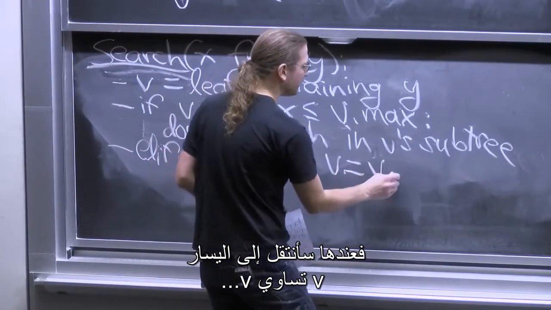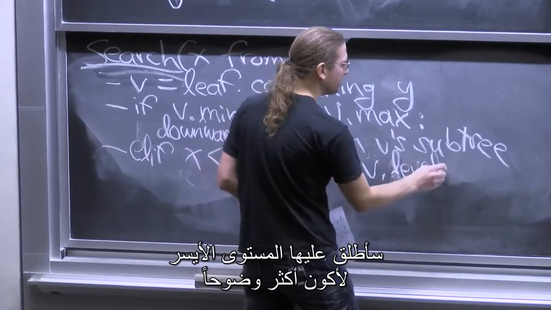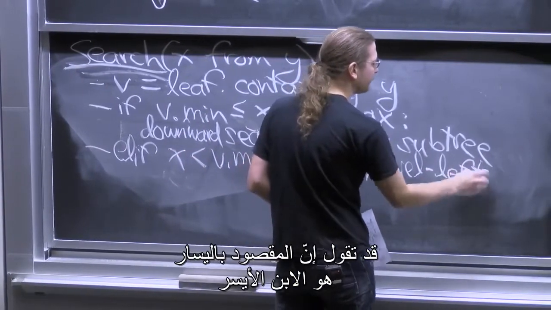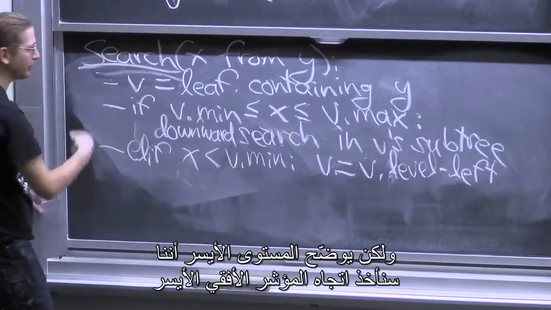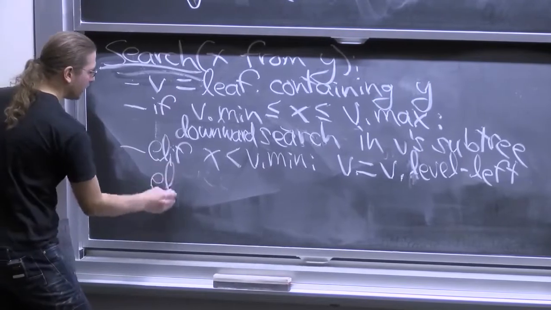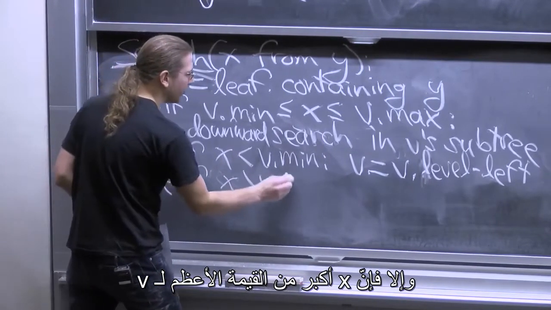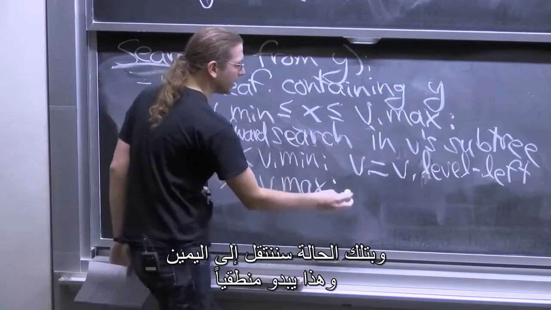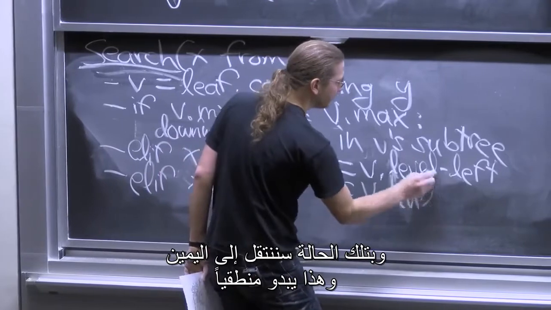V equals v dot, I'll call it level left to be clear. You might say left is the left child, but there's no left child here, of course. But level left is clear. We take the horizontal left pointer. And otherwise, x is greater than v.max, and in that case, we'll go right. That seems logical.